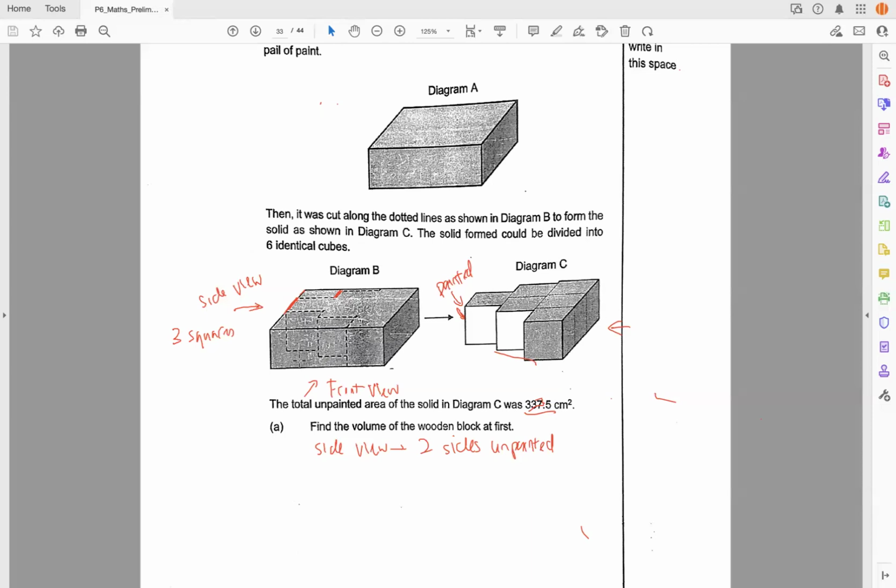Front view, you have this square and this square unpainted. 2. Back, the same thing, 2 squares unpainted. So the front and the back view, you have 4 squares unpainted. Maybe I should use squares. Square is clearer to you. Okay, use square, because they are squares.